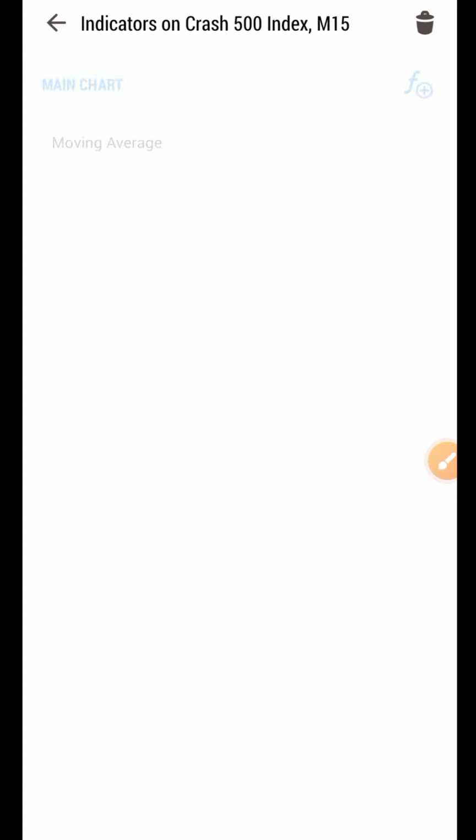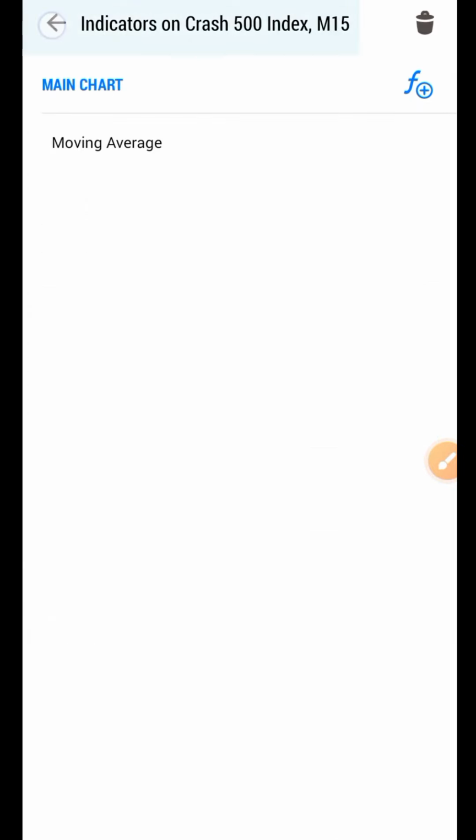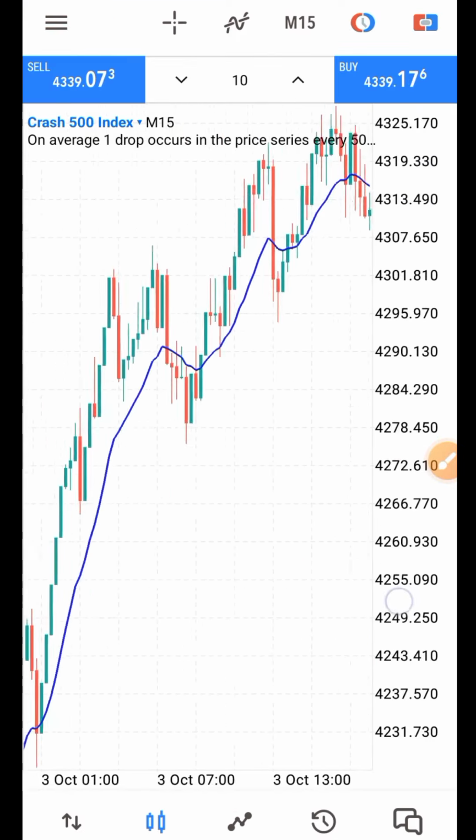You understand? Let's make it thicker. It's on the main chart. Let's use 4 pixels. You can see it here, so you can do that on your chart too.